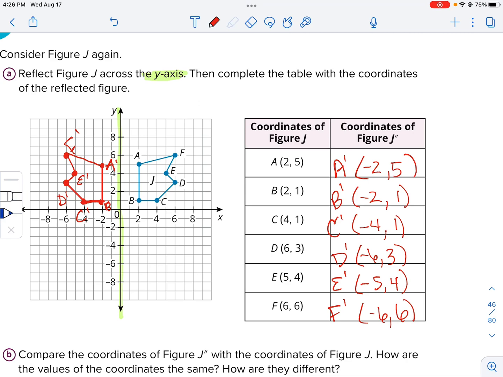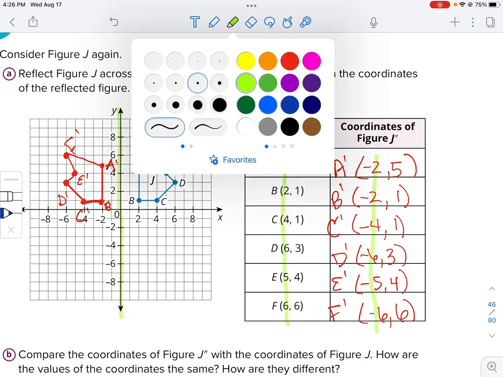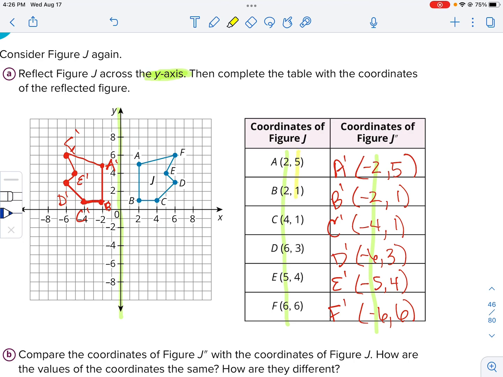So now as I look at this, and I've gone over the y-axis, what are the similarities and differences? We're going to look at the x values, look at the y values. Oh, I should have done those last two lines in a different color. We'll pick, I guess we could do yellow. Look at the y values. What's the same? What's different?